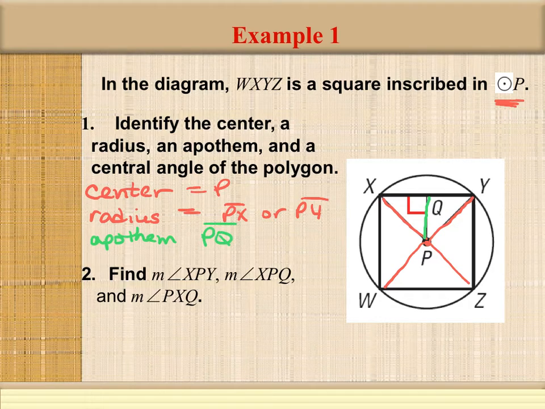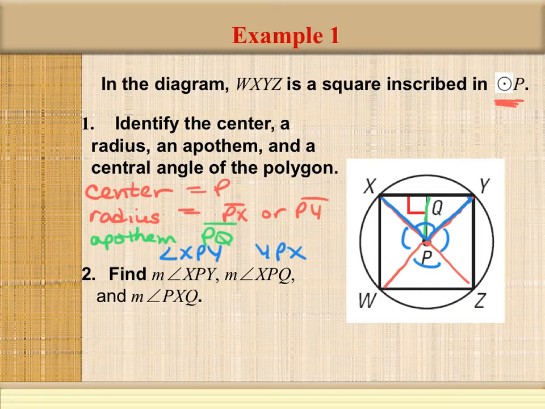And a central angle, remember that is formed by two radii. So a central angle would be this angle here, and you could call it XPY. You could also go the other way, YPX. You also have more central angles here, here, and here. However, in the original diagram, if you only use what was already formed, it's the XPY or the YPX.